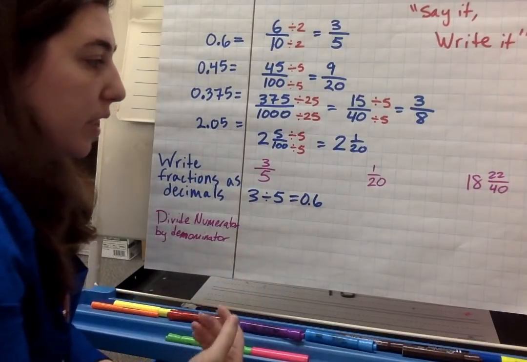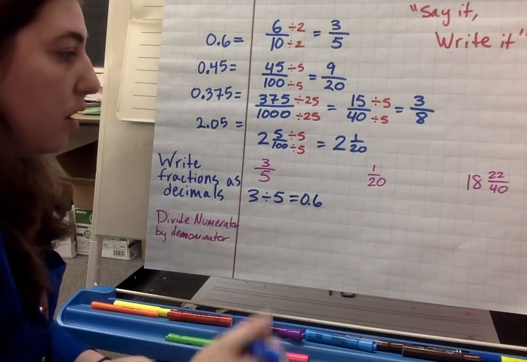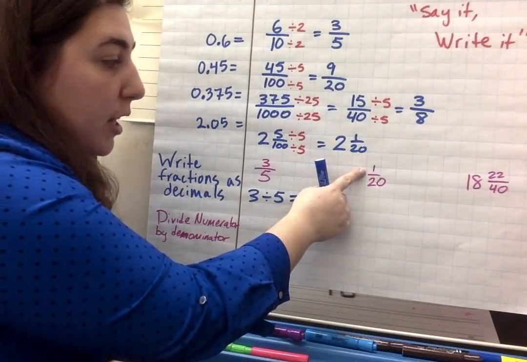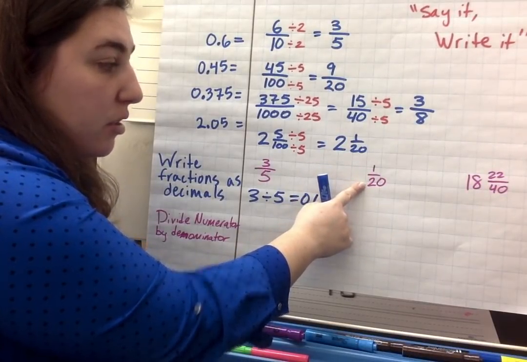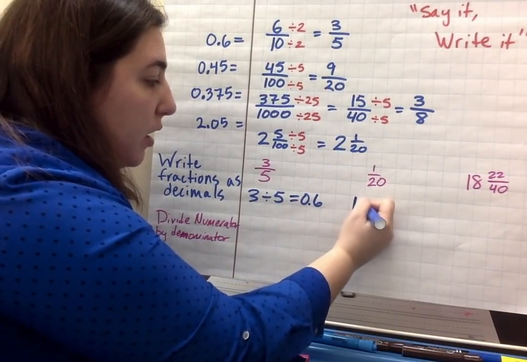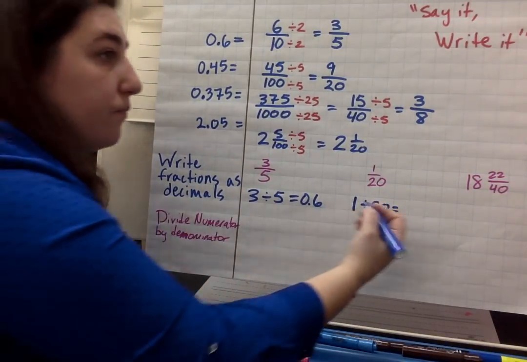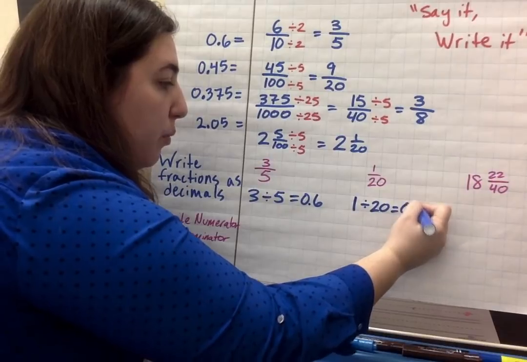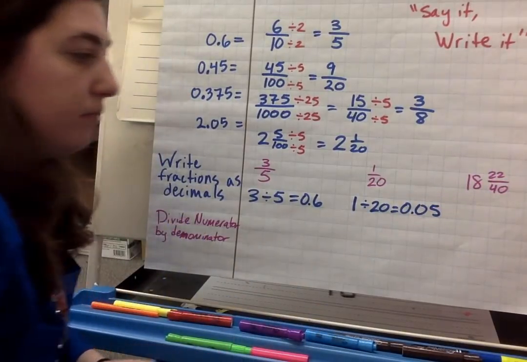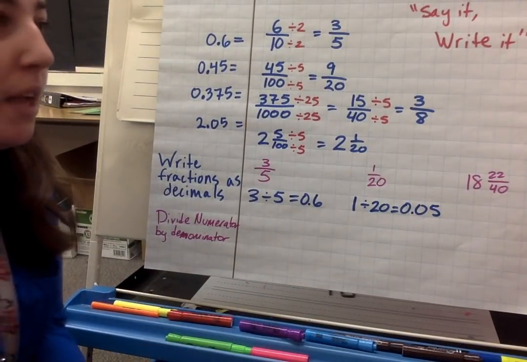Let's try this one over here, 1/20. We're dividing our numerator by our denominator. So in our calculator, we're going to write 1 divided by 20, and we are going to get 0.05. Okay, last one.